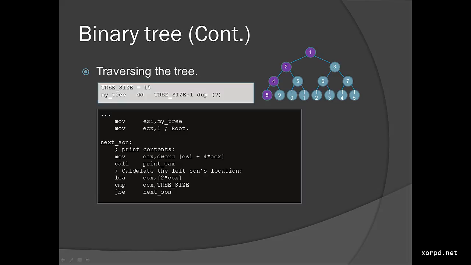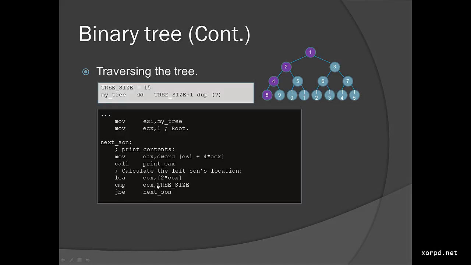Now it's time to calculate the next node, the left son's location. We do it by calculating 2 times ECX. We use the LEA instruction to do it. We could, for example, do something else, like maybe shift left. It would work too.